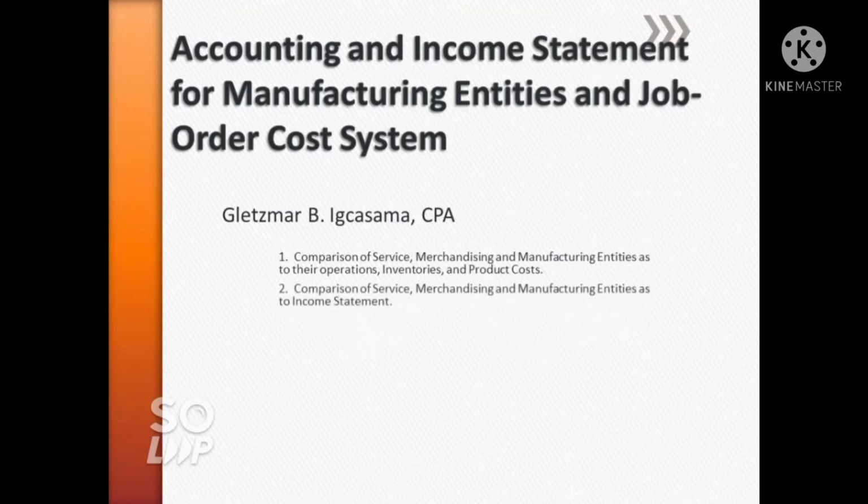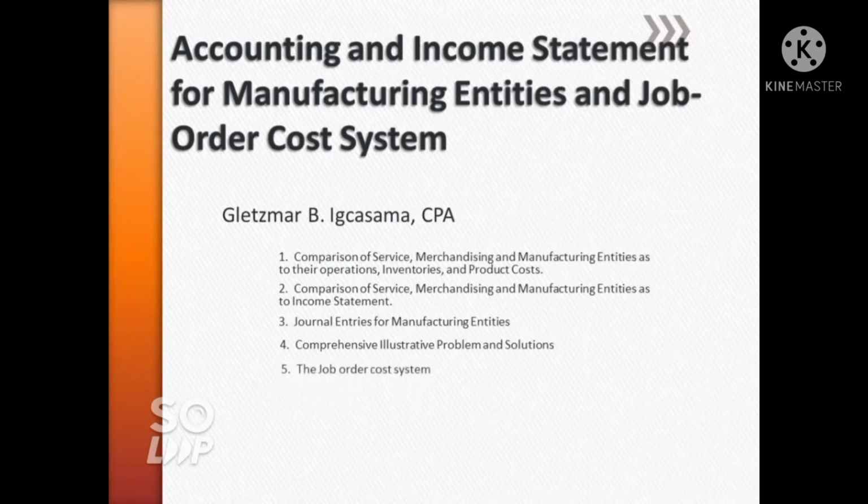So this first part is a preparation for the next parts of this video lecture. Next, we will be comparing the income statements of service, merchandising, and manufacturing companies because they really differ significantly in this type of FS. And number 3 is we will have to study the journal entries for transactions unique to manufacturing entities. I'm also going to give you illustrative problems with requirements or questions and give the solutions and explanations as well as the computations. And lastly, we're going to talk about the job order costing system.